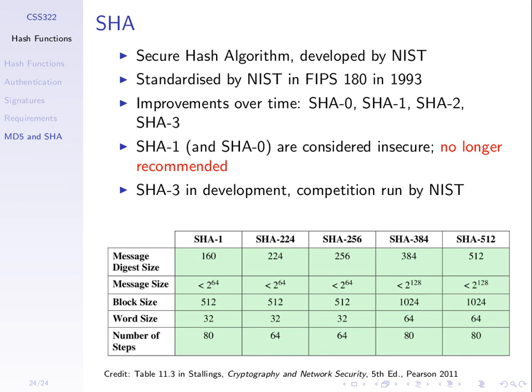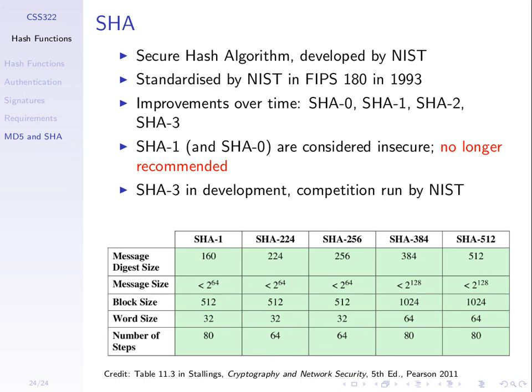We haven't looked at how the algorithms work. What does MD5 do to calculate the hash? And same with SHA. So what have we got? Message digest size is the hash output. The message size, the input, is limited. It must be less than this size. So if we say any size input, well, there is an upper limit, but you see these upper limits are quite high. Your message must be less than 2 to the power of 64 bits, which is very long.